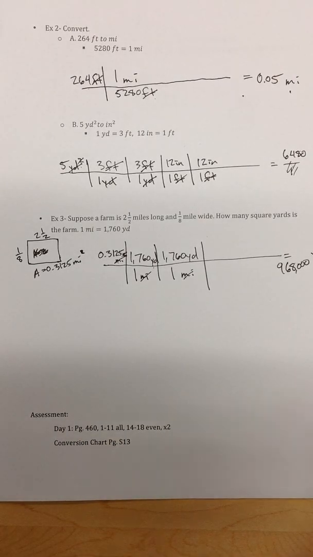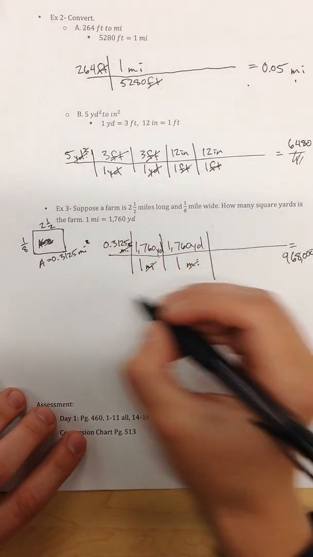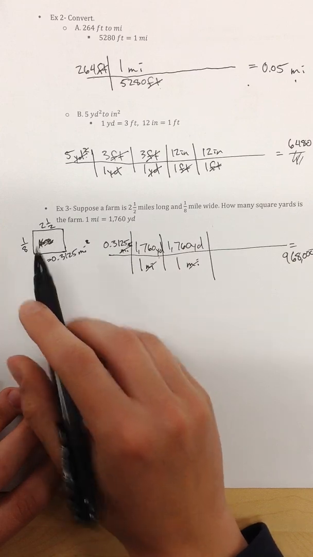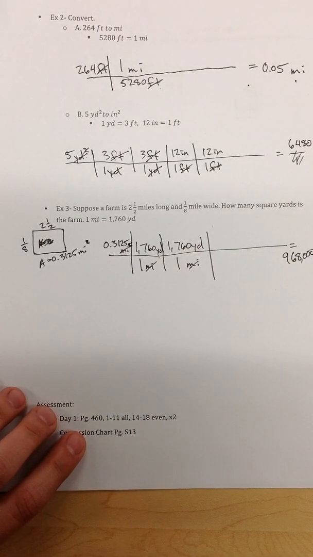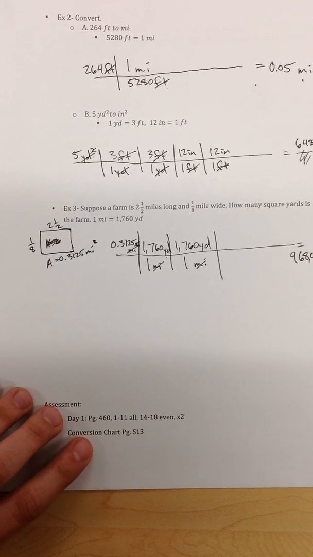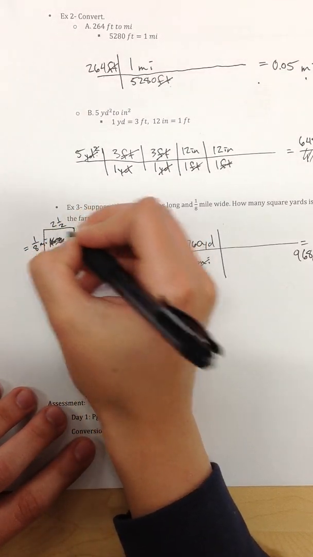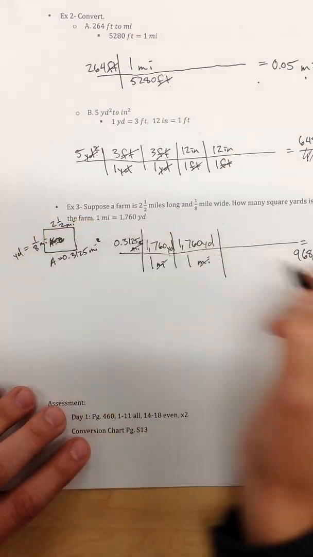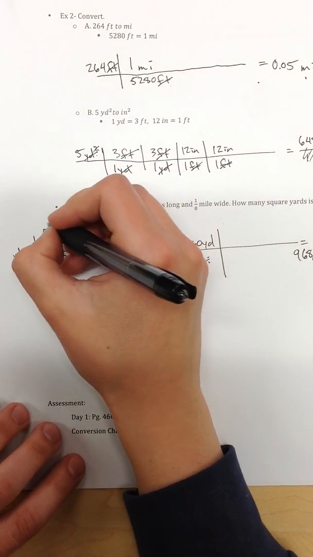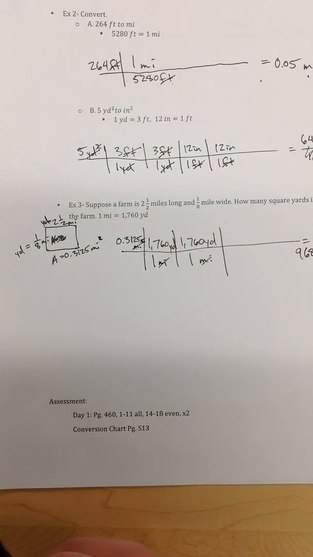Another way of doing it, if it's less confusing to you, it's just personal choice here. What you could also do is originally find the yardage of the lengths of your farm, and then find your area at the end. So what you could do is convert 1/8 of a mile, so these are both in miles, 1/8 of a mile to yards, and 2.5 miles to yards, and then multiply those and find the area.